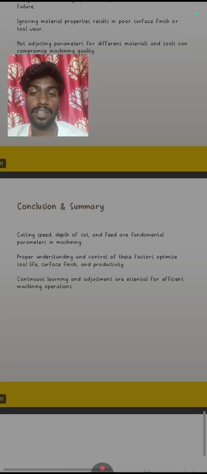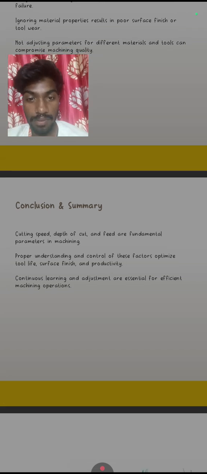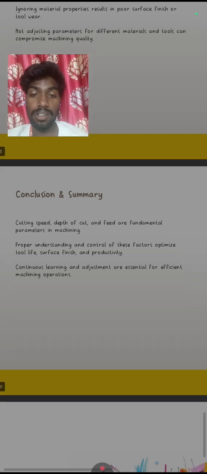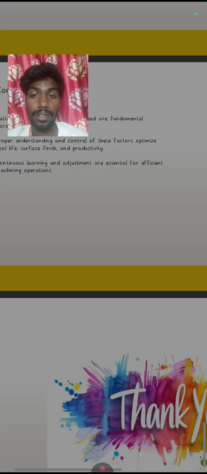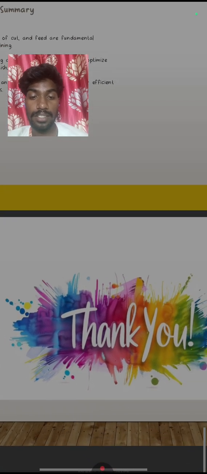Conclusion and summary. Cutting speed, depth of cut, and feed are fundamental parameters in machining. Proper understanding and control of these factors optimize tool life, surface finish, and productivity. Continuous learning and adjustment are essential for efficient machining operations.